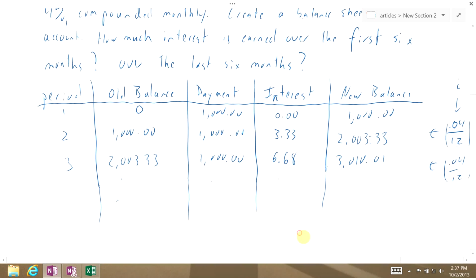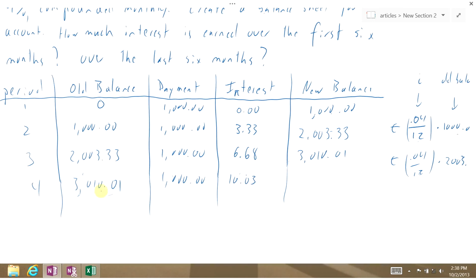Okay, so next period, what happens? You carry over the old balance, $3,010.01. You pay in your $1,000. You calculate how much interest you got on the old balance. So 0.04 over 12 times 3,010.01, and that turns out to be $10.03. What's your new balance? Old balance plus the payment from this month plus the interest on the old balance gives you a total of $4,020.04. And you just repeat, right? This becomes the old balance, payment of 1,000, interest on the old balance, new balance for period 5, etc., etc.